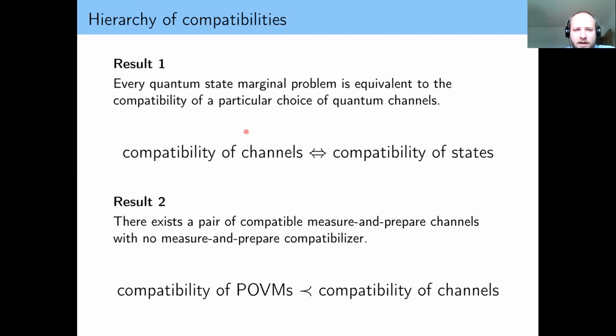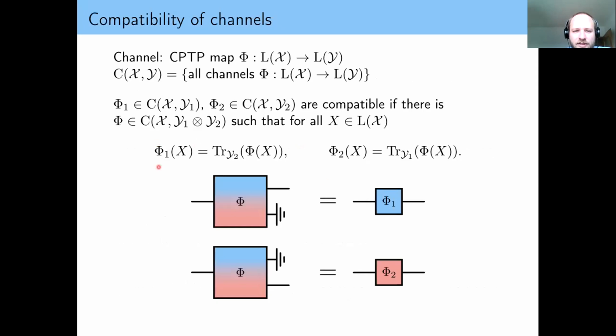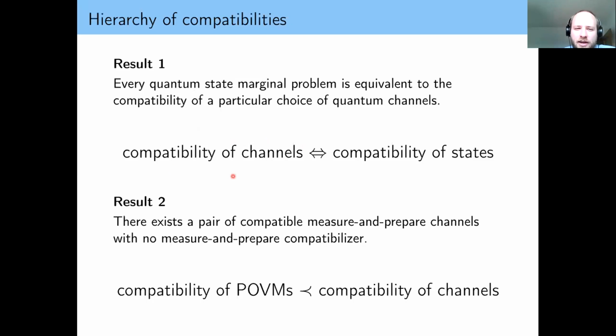And so this is directly connected to the first batch of results that we proved, because we proved two very important things. The first one is that channel compatibility is equivalent to state compatibility. Now, let me unpack this. Going one way is very simple, because if you take the compatibility of channels as defined here, you can replace these channels by their Choi matrices, and scale those Choi matrices to obtain Choi states.